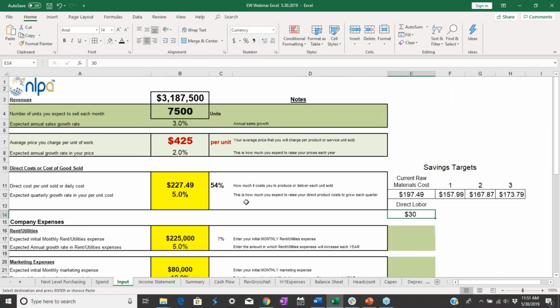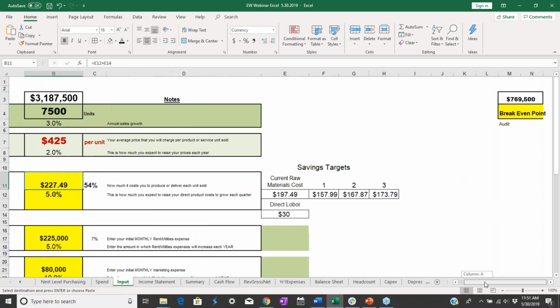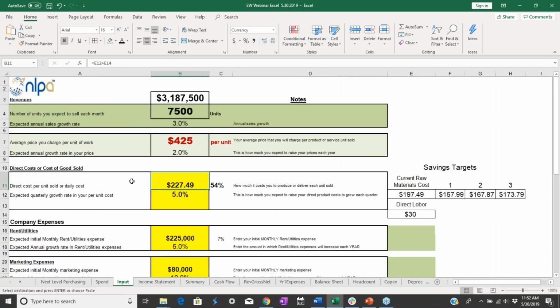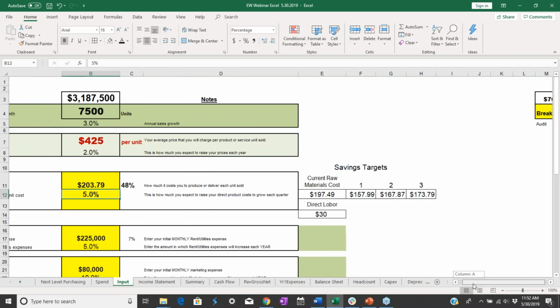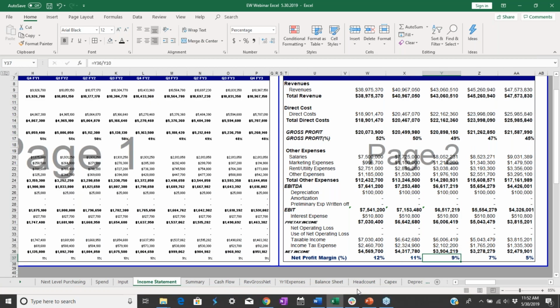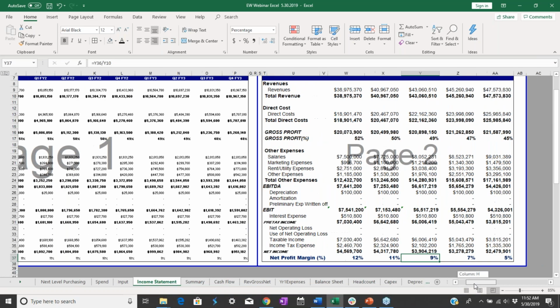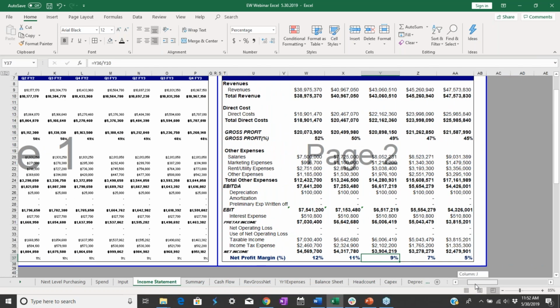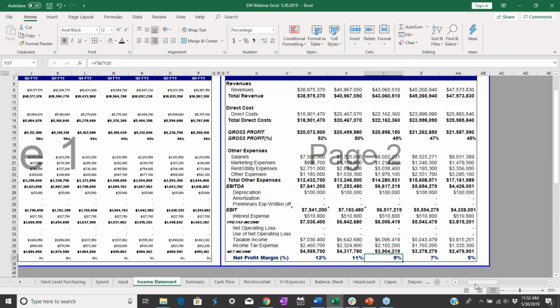So we would go to H12. All right, so you're going to plug in that price point and see how that affects the P&L. H12. Okay, that's going to bring us down to direct cost of $203.79, and the materials cost was $173.79. So let's see how that affects our P&L. So we see right away that we are 12%, 11%, and 9%.